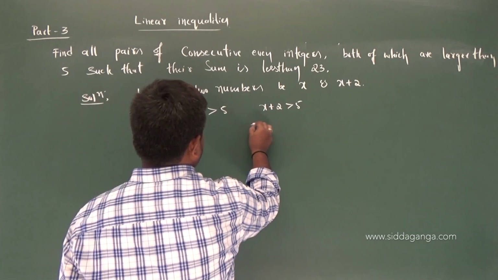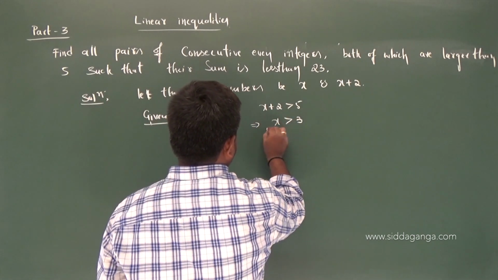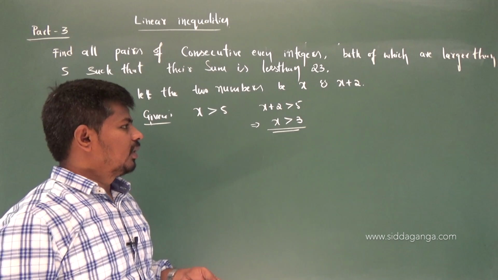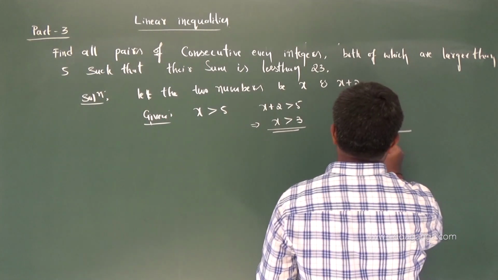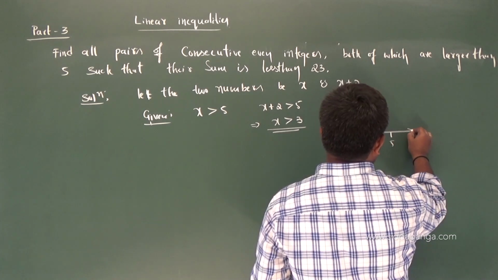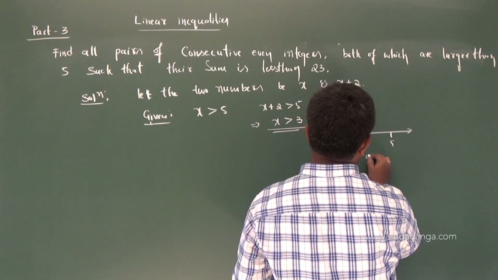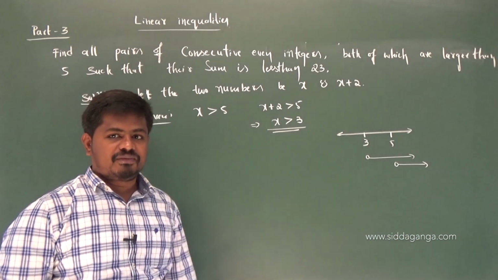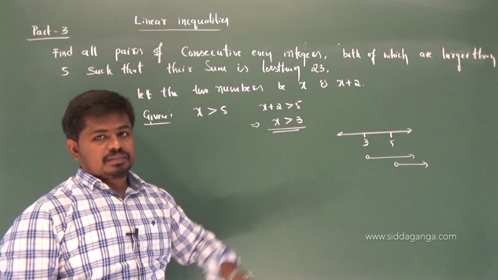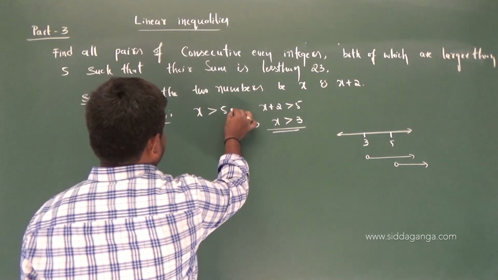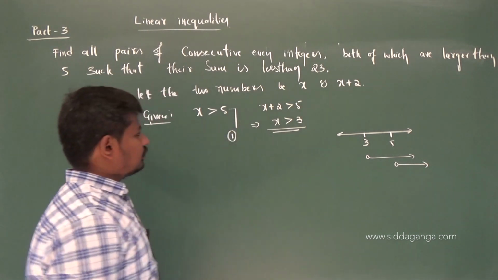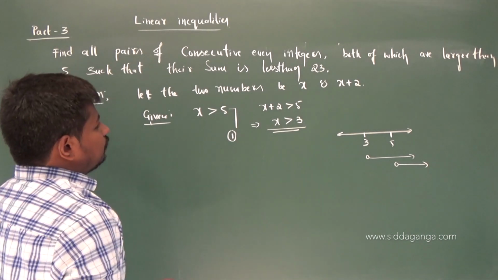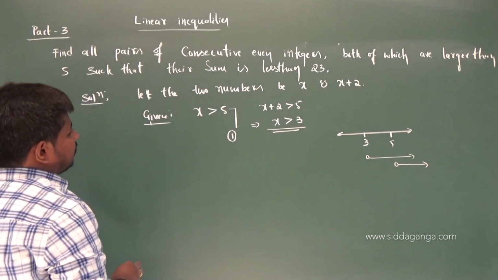Okay, so this gives x is greater than 3 by adding minus 2 on both sides. So when you take the common values, this is 3, this is 5. So x is more than 3 and more than 5. You have to consider the common values from 5, that is more than 5. Common value starts from 5. So take it as statement 1.